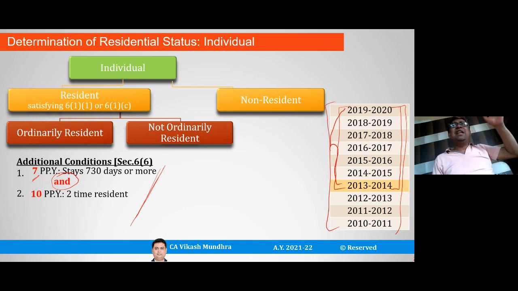Further, a non-resident is not subcategorized like ordinary or not ordinary non-resident. That is not the case. If you are resident, then you are required to subcategorize yourself. If you are a non-resident, chapter is closed. Got it? What are the two conditions given in section 6.6? Number 1, you are in India for 730 days or more during the 7th preceding previous year, and number 2, you are resident for 2 years in the 10 immediately preceding previous years.